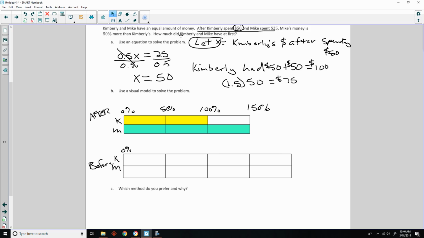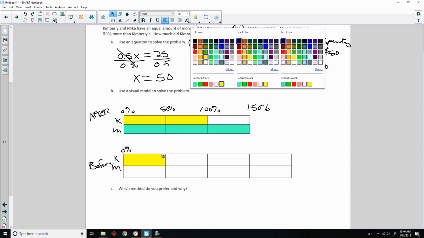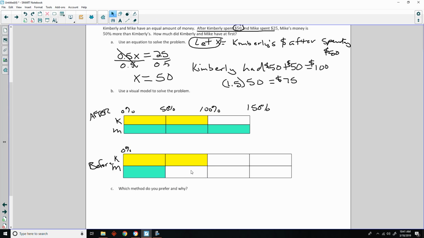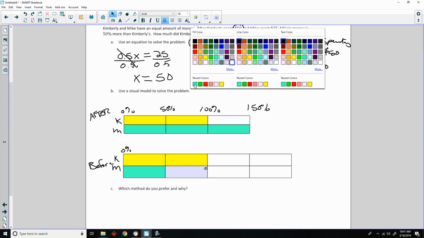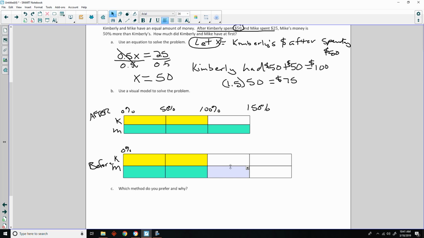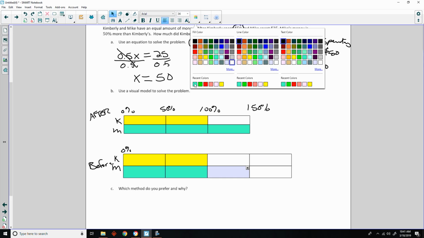How much did Kimberly and Mike have at first? So now we're doing the before. Notice how these lines line up. This table has to line up. So now Kimberly has this amount still, and Mike has that still.